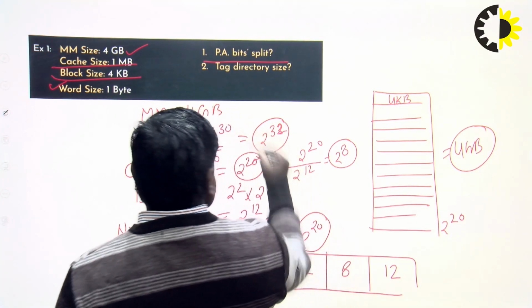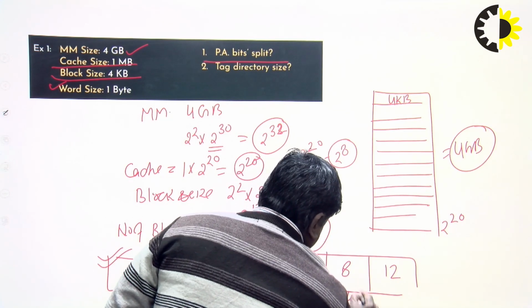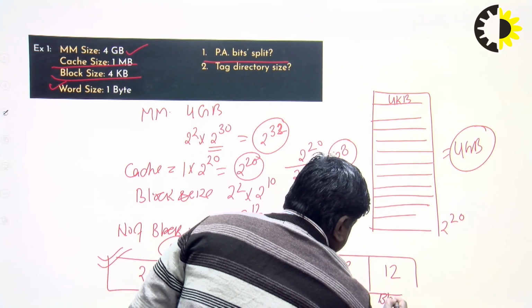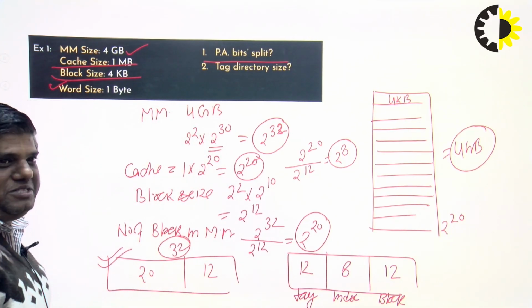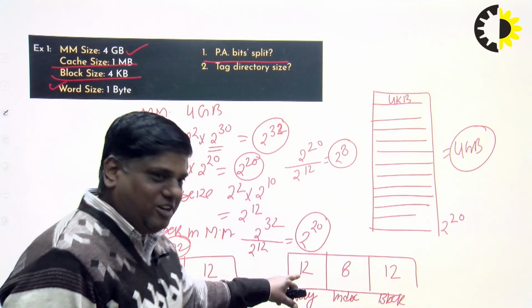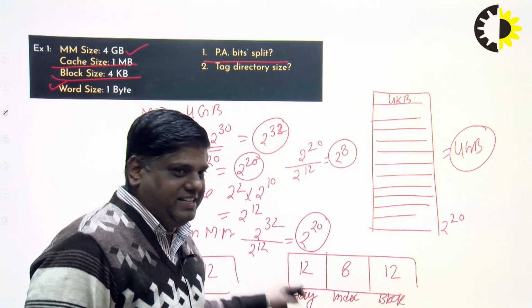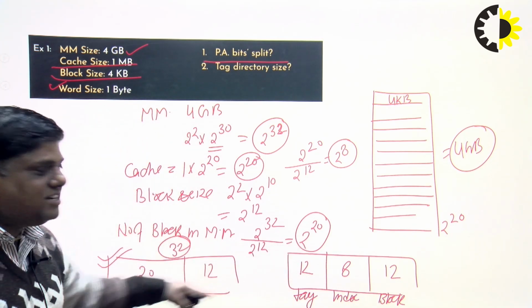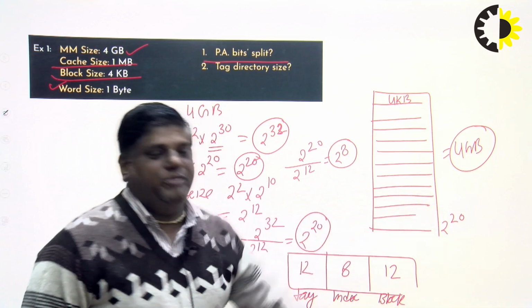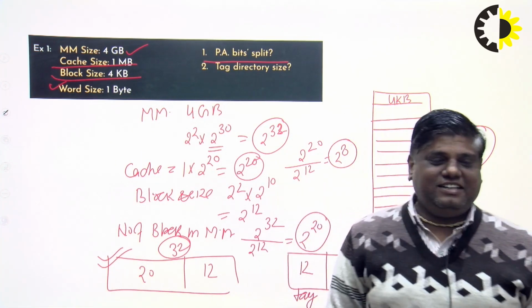This one is the tag, this one is the index, and this one is the block offset. This question was asked in the GATE examination, and it is very simple. We can calculate the tag, index, and block offset with respect to the cache memory. This address is calculated with respect to the main memory. Some other important questions we will discuss in the next lecture. Thank you.